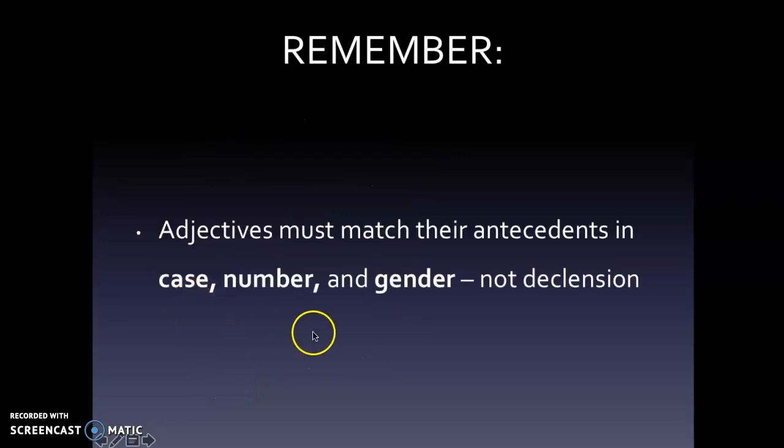All right, discipuli, remember adjectives must match their antecedents in case, number, and gender, not declension. They may end up looking different if they come from different declensions, but what matters is case, number, gender.